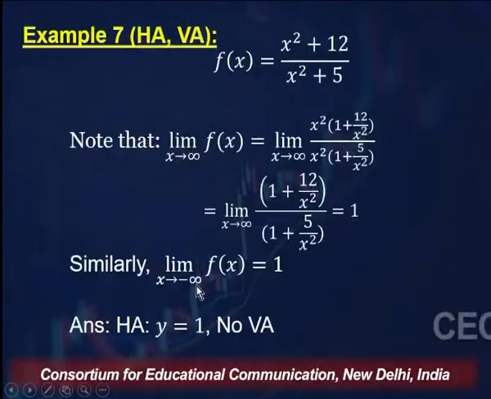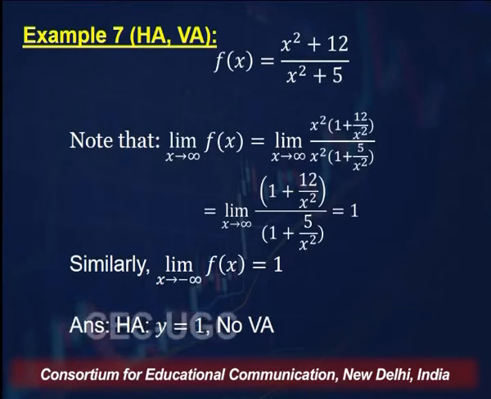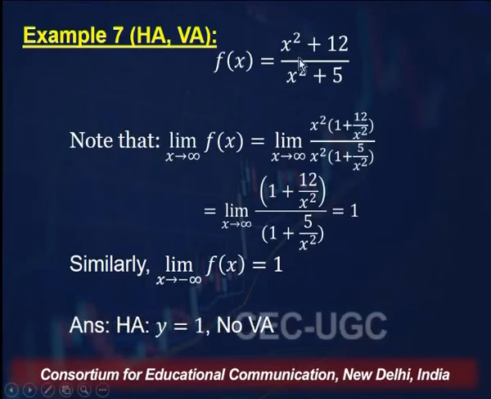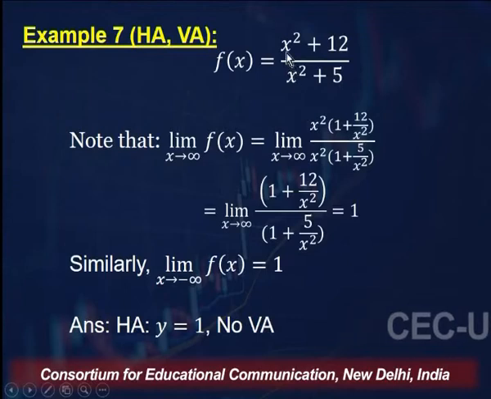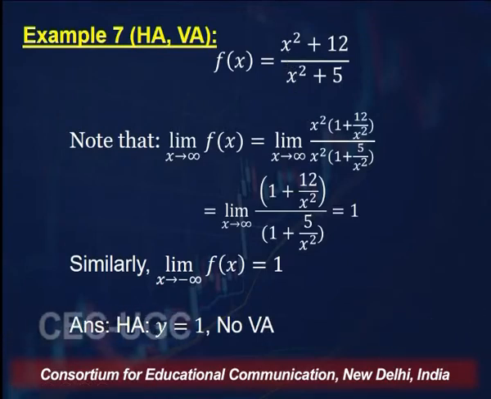And the same procedure will work even for x tending to minus infinity, because as x becomes larger and larger in the negative direction, it's these two terms that will dominate, x squared in the numerator and x squared in the denominator. So, basically the function approaches 1.